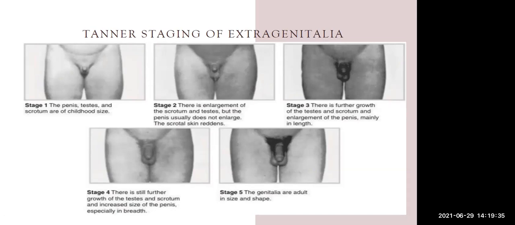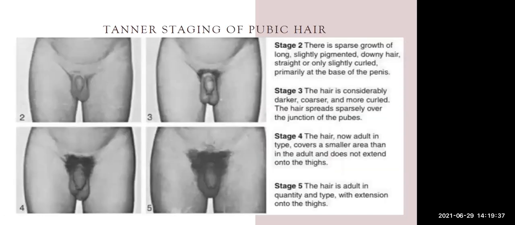That's for extragenitalia. Next slide, we take a look at their pubic hair as well. So when the patient comes to us, we take a look at the Tanner stages. Stage 2, there's sparse growth of long, slightly pigmented downy hair. Stage 3, the hair is considerably darker, coarser, and more curly. Stage 4 is adult type, covering a small area. And the fifth one, the hair is in adult quantity and type with extension up to the thigh.